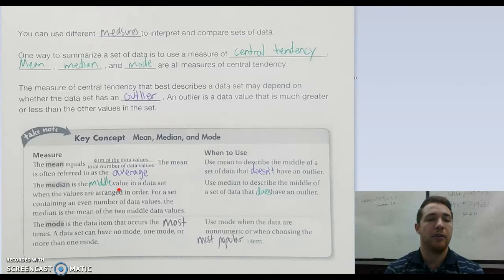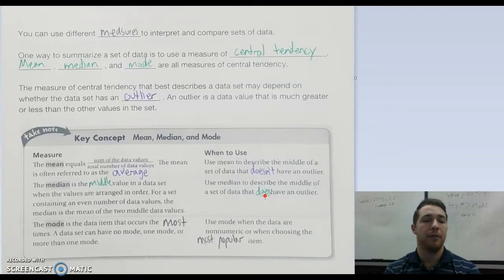A median is the middle value of the data set. We've already seen that in box plots, and that's again when they're arranged in order. For a set containing an even number of data values, the median is the mean of those two middle data values. And we've already seen how to find that middle using that box plot. We're going to use the median when we describe a set of data that does have an outlier. So we've seen that an outlier doesn't affect the middle of your data so much when we're talking about median.